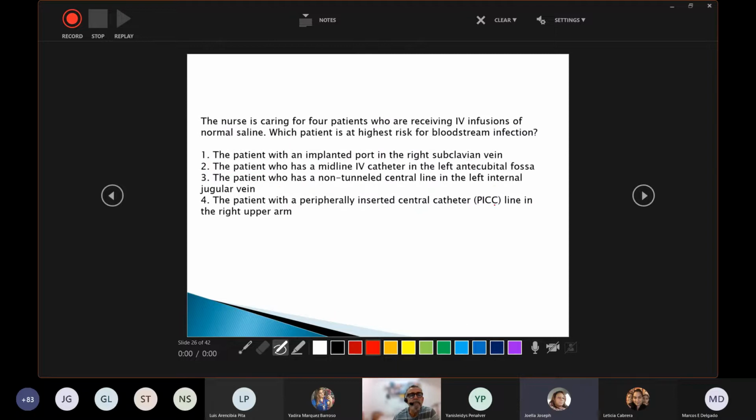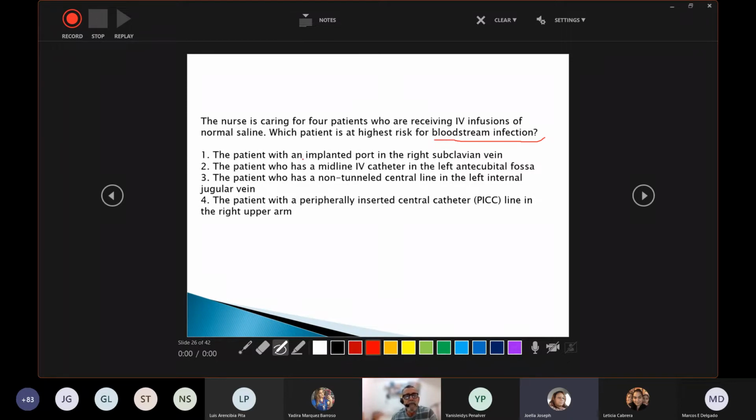Okay, let's move. The nurse is caring for 4 patients who are receiving IV infusion of normal saline. Which patient is at high risk of bloodstream infection? You know that there is something called catheter-related sepsis, which is very fulminant, is very common and very, very bad. And depending on the type of catheter that you have, there is more or less risk.